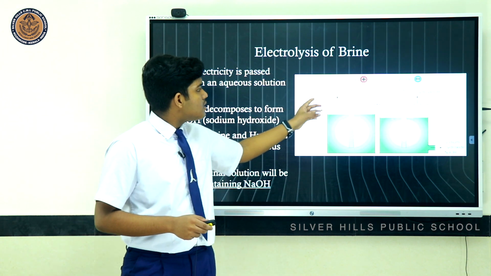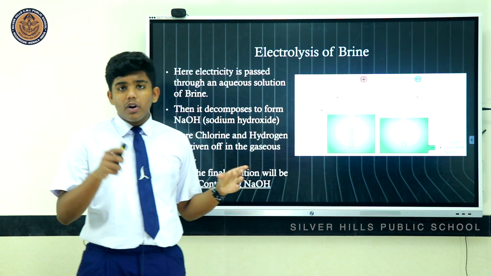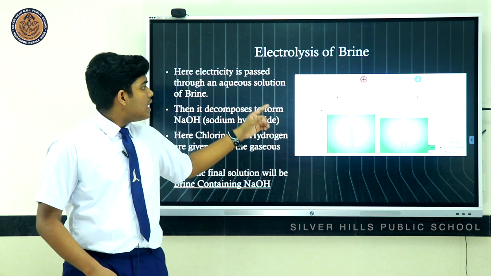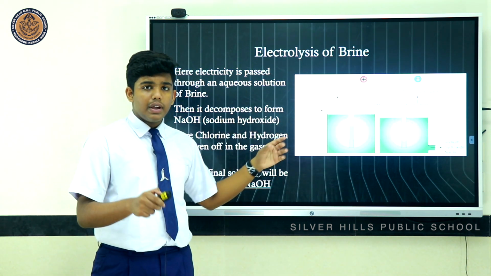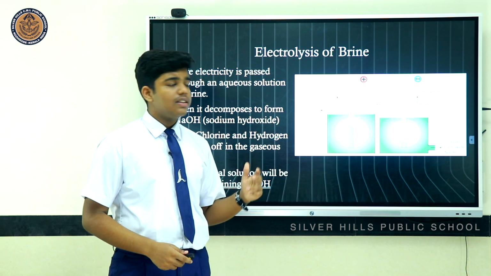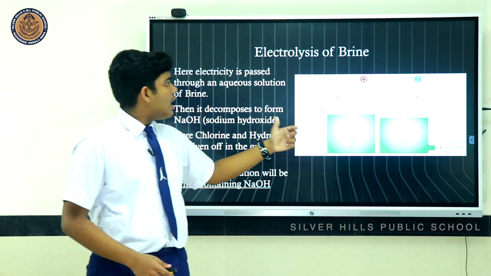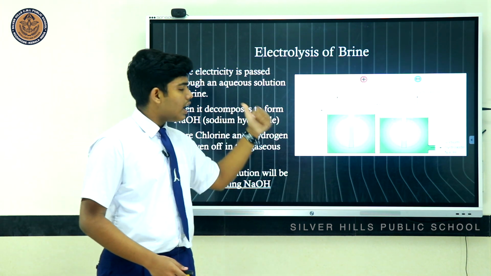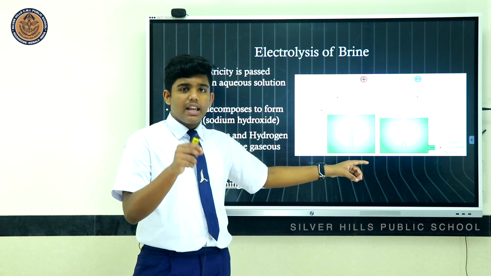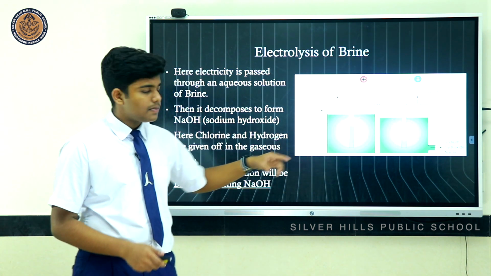Here, since the hydrogen ion is positive, it moves towards the cathode, and since the chloride ion is negative, it goes towards the anode. Hydrogen gas is released at the cathode and chlorine gas is released at the anode, and we get sodium hydroxide with NaCl in it as the end product.